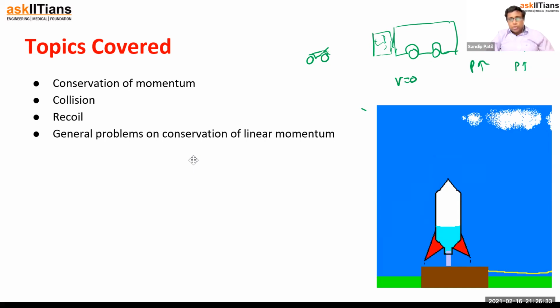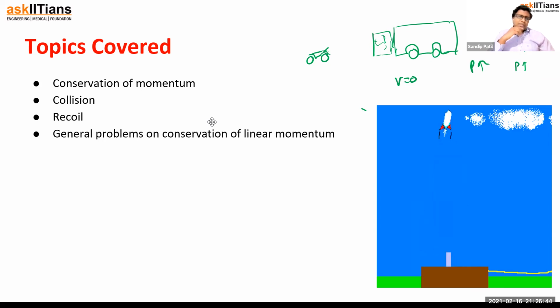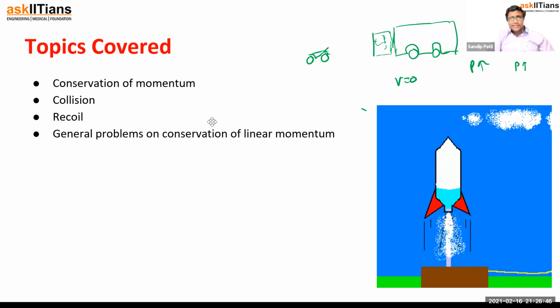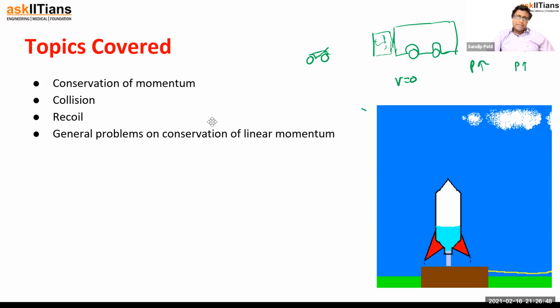Then the second case is collision. Obviously, we have seen the example of this collision, truck and bike, right? So that is nothing but collision, and you already know now that it is related to momentum also, right? Because the truck has a lot of momentum, so it is going to make a lot of impact on that bike.